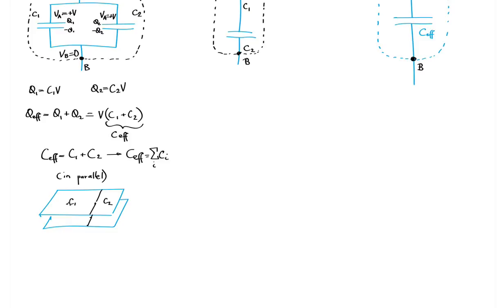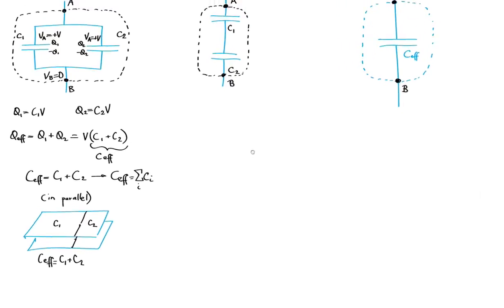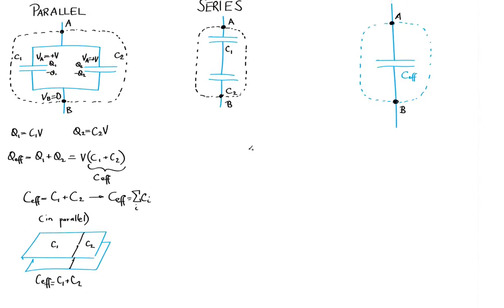Basically, you can think of it as one big plate, which is just the combination of these two, and C effective is just the sum of the two. Because, as we know, for parallel plate capacitors the capacitance is proportional to the area. So if I merge these two plates, or almost merge them, it's just the sum of the two areas. That's a handy way to think about combining capacitors in parallel: the effective capacitance is just the sum of the two.